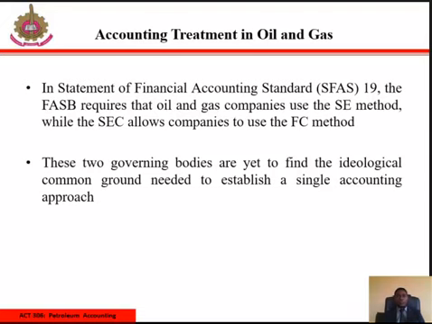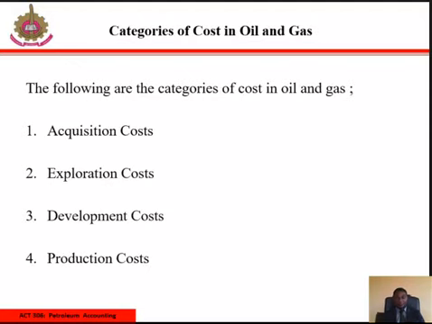Now, the two methods represent conflicting views in the industry about how oil and natural gas companies can almost transparently report their earnings, and the two organizations that regulate accounting and financial reporting, the Financial Accounting Standard Board and the Securities and Exchange Commission, cannot always agree on which method is most appropriate. That's for the treatment of oil and gas accounting.